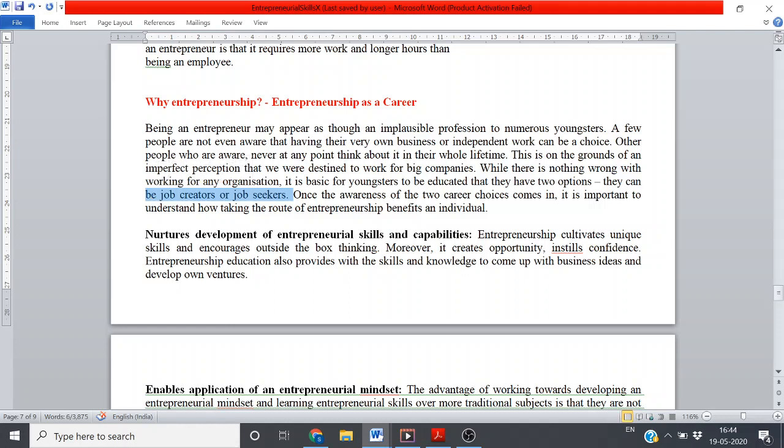First thing we are going to study is the nurturing development of entrepreneurial skills and capabilities. What this chapter is going to do is nurture the entrepreneurial skills in us. Entrepreneurship cultivates unique skills and encourages outside the box thinking. Moreover, it creates opportunity and instills confidence. Entrepreneurship education also provides the skills and knowledge to come up with business ideas and develop your own ventures. That means with this you are going to develop these skills. You are going to think out of the box.